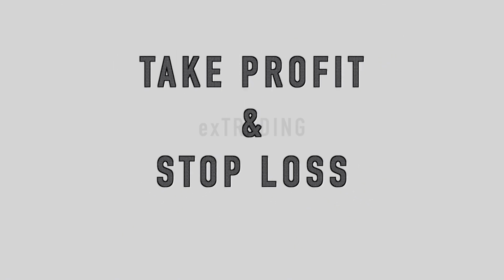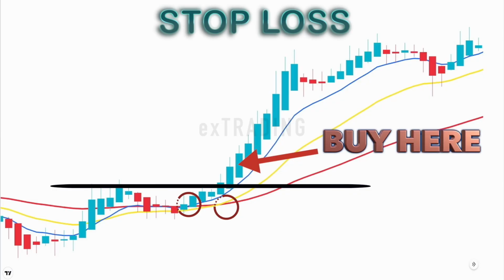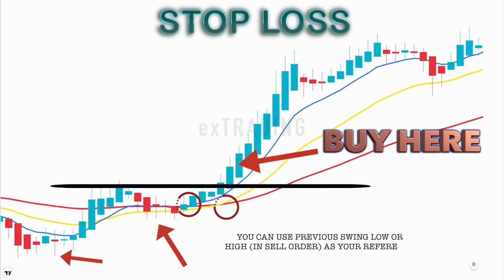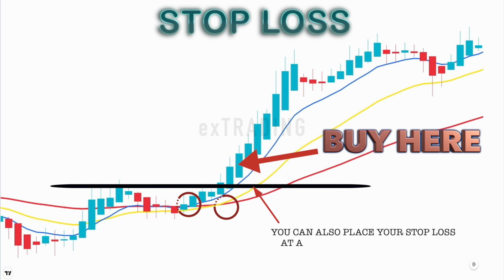Take profit and stop loss. There are many ways of placing your stop loss in this strategy. What needs to be considered is that you must allow room for the price to move, so don't place it exactly on the line, but also don't put it too far away either. You can use previous swing low or high as your reference to place your stop loss. As for the sell trade, you can place your stop loss at a few pips above the high of the entry candlestick. And as for the buy trade, you can place your stop loss at a few pips below the low of the entry candlestick.